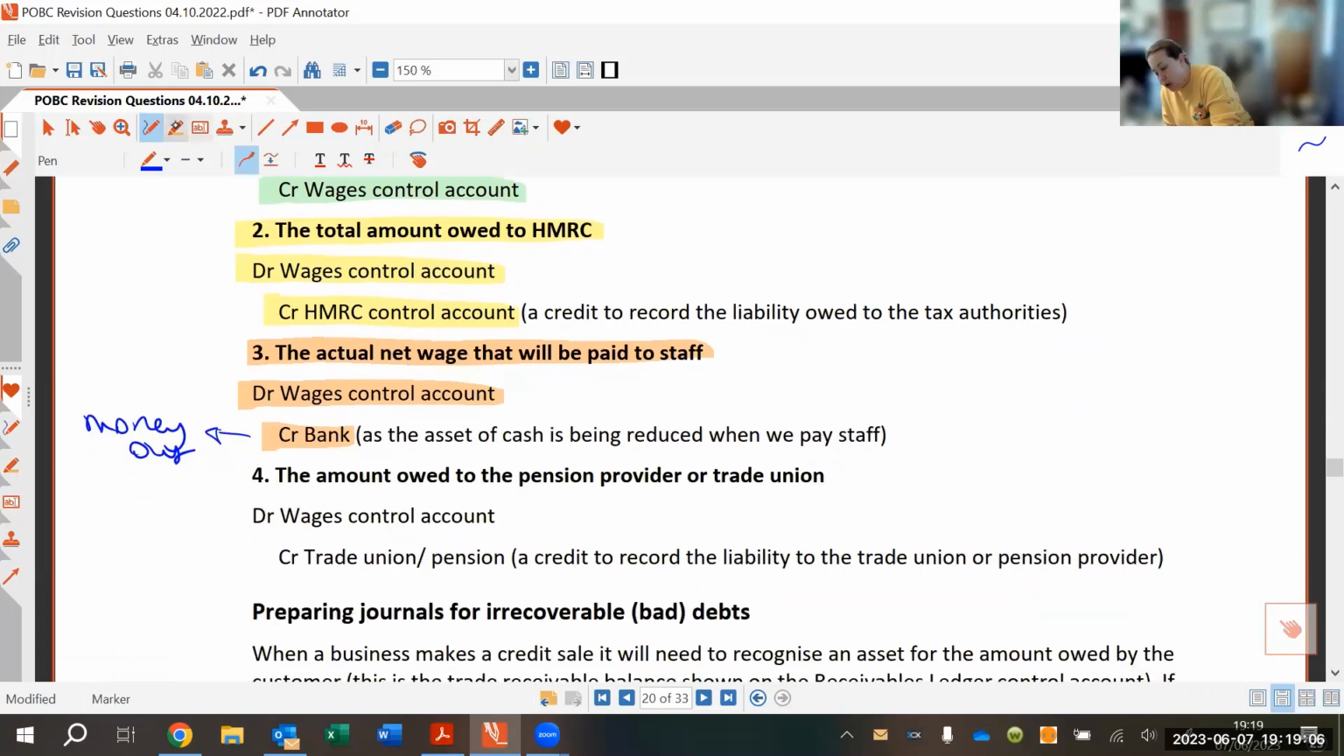And then your final one, which is this pension or trade union, whichever one they've given you. Again, wages control account, we debit to take it out of there, and then you're going to put it into the account for the type that it is. So if it's trade union, credit the trade union account. If it's pension, credit the pension. Just watch with the pension, if you do get a pension, don't forget to include both your employee and employer contributions if you've got both of those in the information that they give you. It's the total amount of pension contributions that need to go.